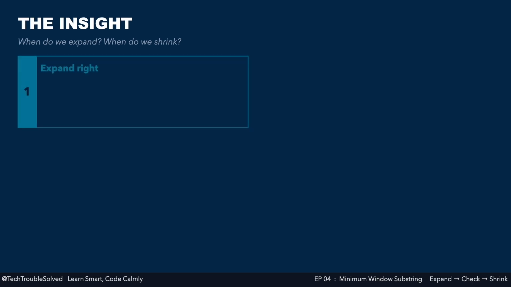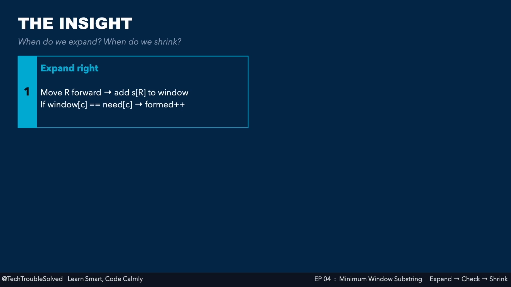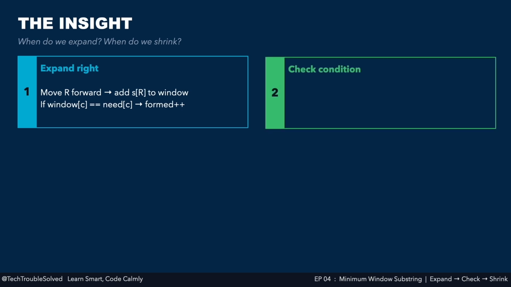Step 1. Expand. Move R forward. Add S of R to the window. Update window of S[R]. Now, did that addition just satisfy a required count? If window of C equals need of C, yes. Increment formed. Step 2. Check. Is formed equals required? If yes, the window is valid. Every character of T has its required frequency. We have a candidate answer.